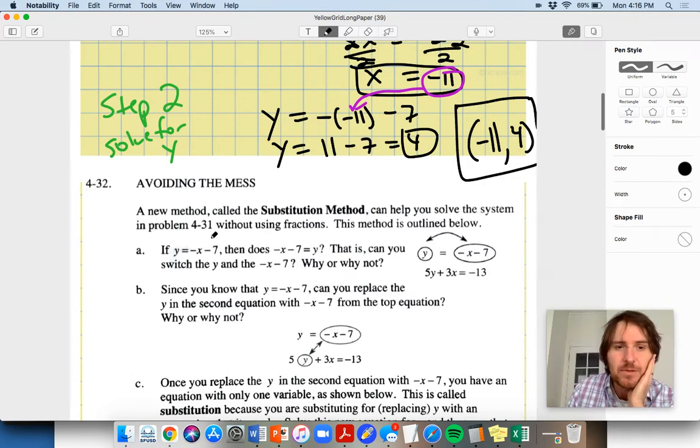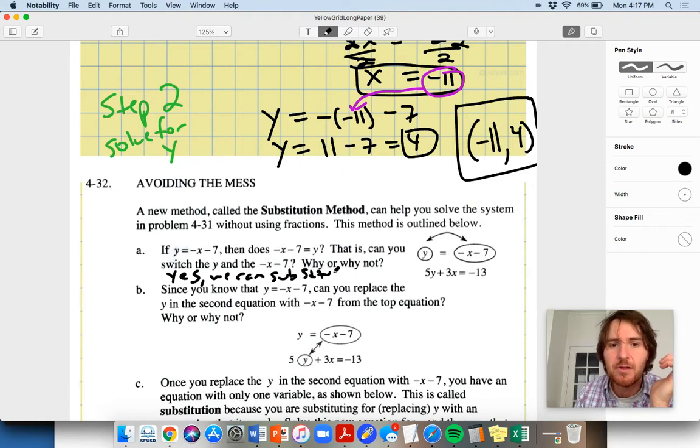If y equals negative x minus 7, then does negative x minus 7 equal y? Yes, the answer here is yes. And that is because of the symmetric property of equality. Yes, and can you switch that here? Yes. All right, we can substitute equal values with one another.